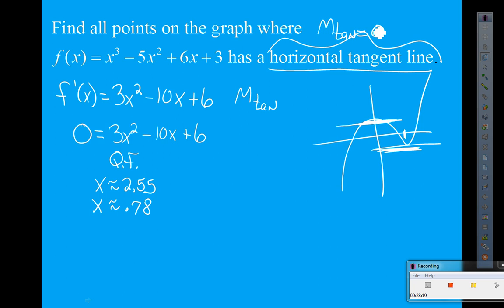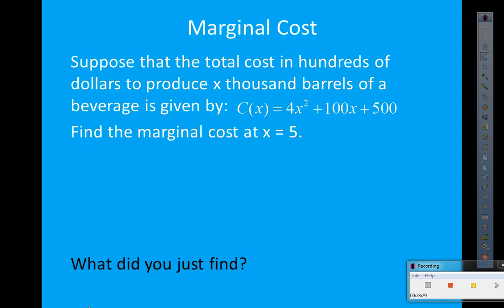So there's where we are so far. Let me take you for a trip down memory lane. Marginal cost. Hopefully as you've gone, hey, another name for marginal cost would be the derivative. Another name for marginal cost would be the instantaneous rate of change.